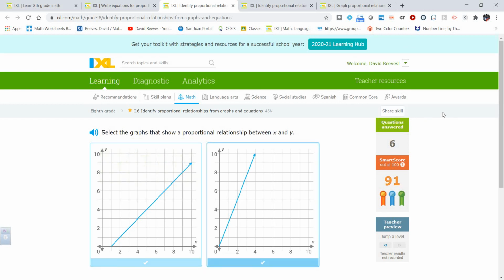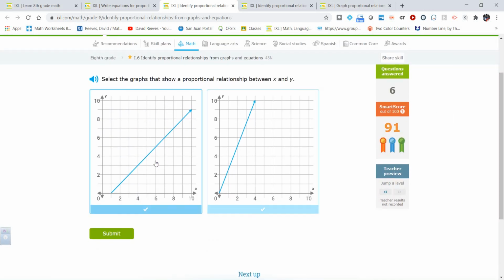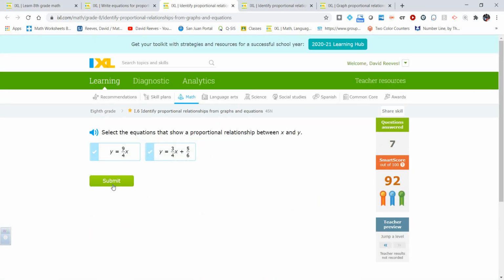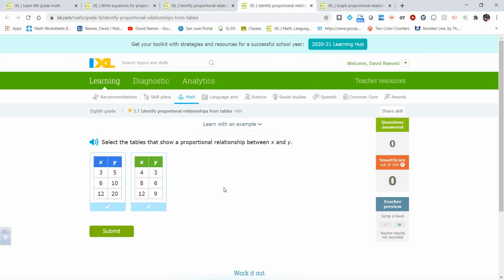Okay, we can do it. Okay, really, this is a challenge? This is the exact same thing, huh? Yes and no, because it does not go through 0, 0. I think we have exhausted this skill. Let's go on to the next one.